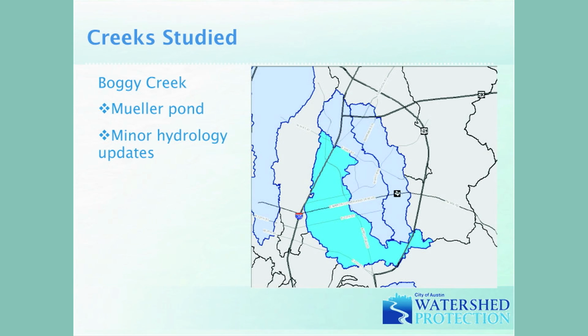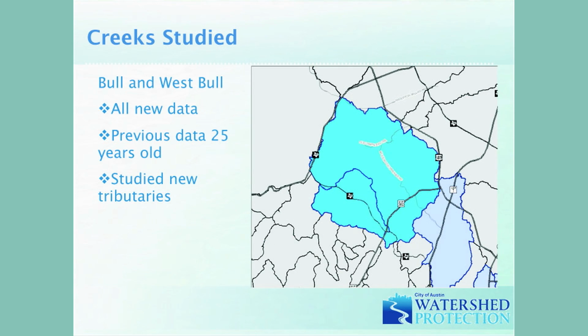This is the Bull and West Bull watershed, again in this darker area here. This is in the northwest part of town. This is 360 here. 2222 runs right through West Bull Creek, Old Lampasas Trail up here. That's the Bull Creek watershed. Bull Creek and West Bull Creek has all new data, new survey, new hydrology, new hydraulics, new mapping. Why? Because the previous data was 25 years old.